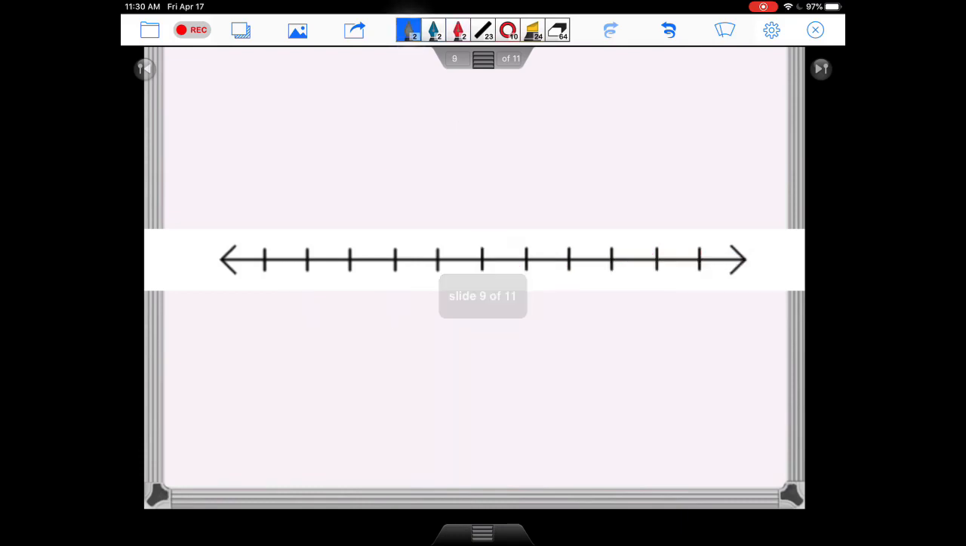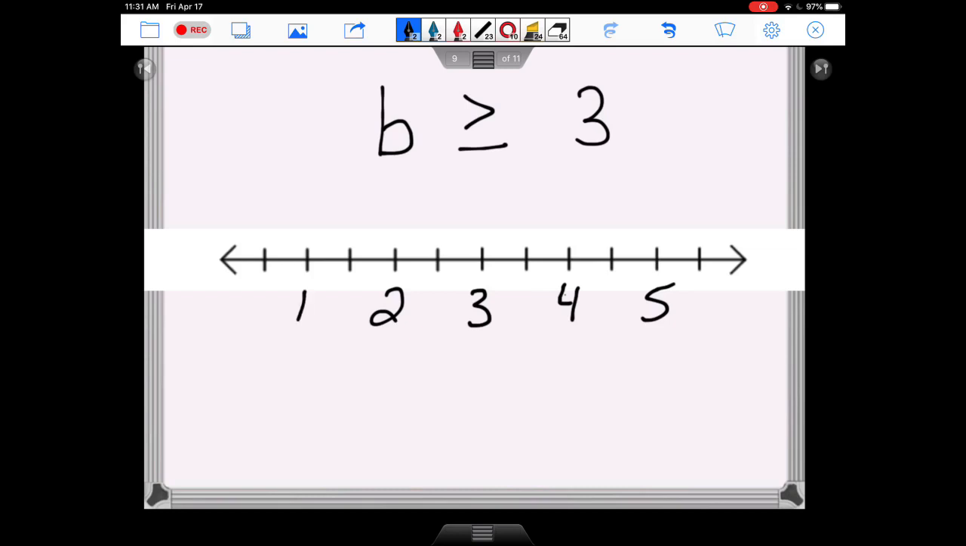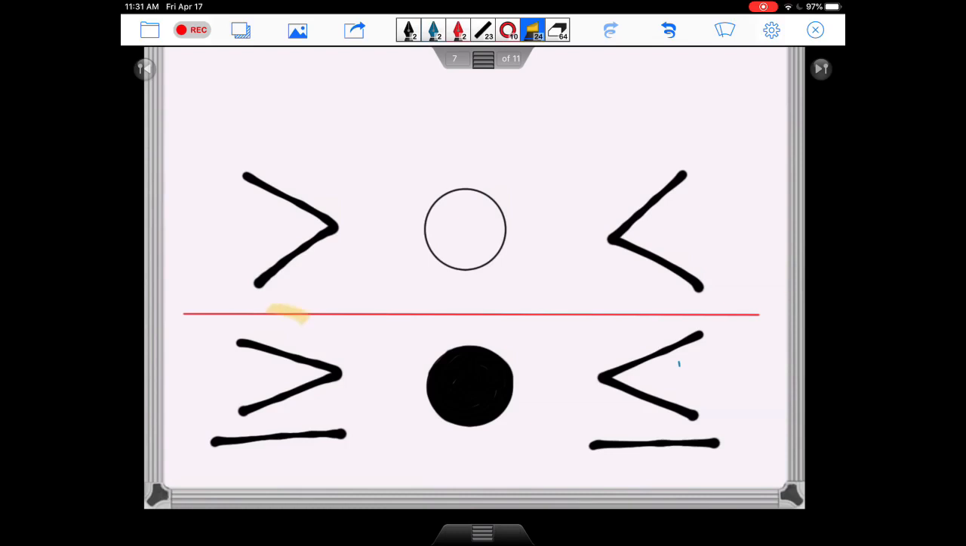Okay. Let's look at another example. Let's say we had b is greater than or equal to, let's say, 3. Okay, still keep this pretty simple. We'll put 3, and then we'll go 4 and 5, and we'll go 2 and 1. So here's what we're going to do. We need to put a circle at 3. Is it going to be an open or a closed circle? If we go back to our charts, this greater than or equal to needs to get a closed circle.